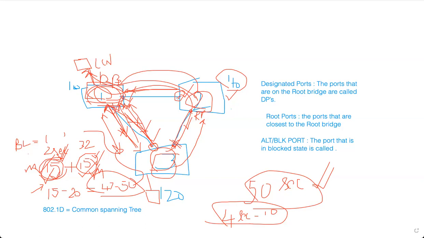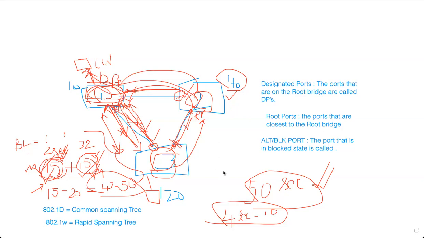Varun, can you tell me how much time we can save with rapid spanning tree? Almost 45 seconds. Yeah, you can save almost 45 seconds using the rapid spanning tree. Let's also talk about the standard. It's called 802.1W, which is rapid spanning tree. Okay, so that's the standard for rapid spanning tree.